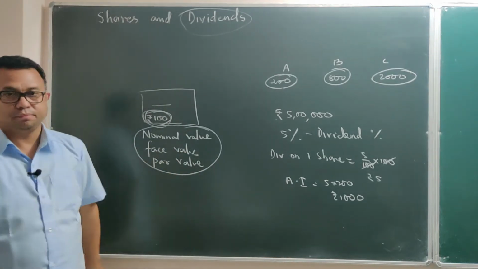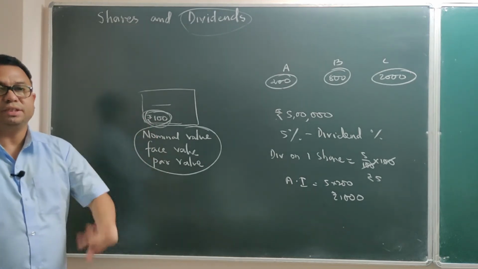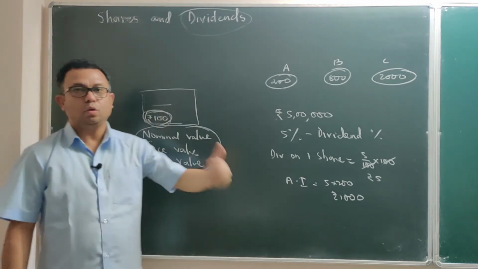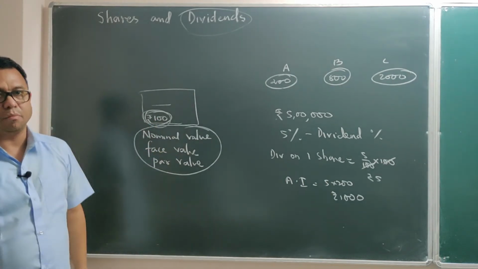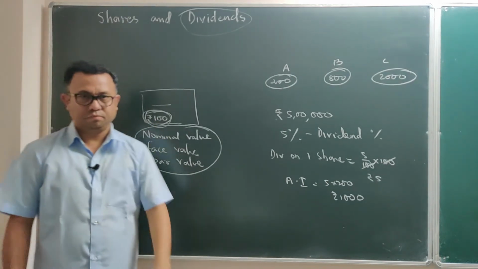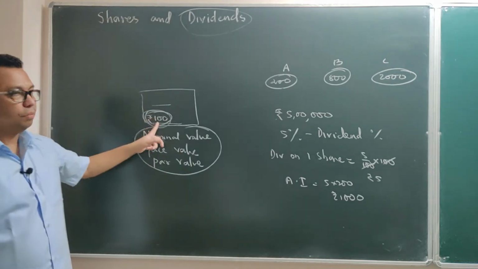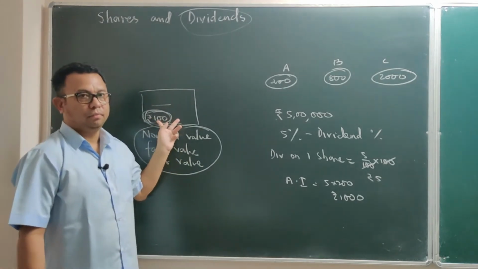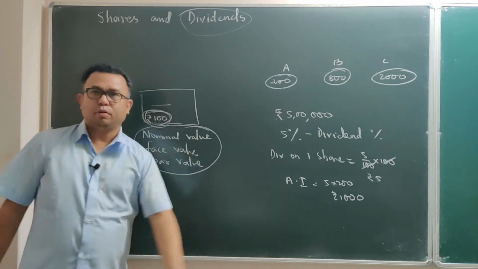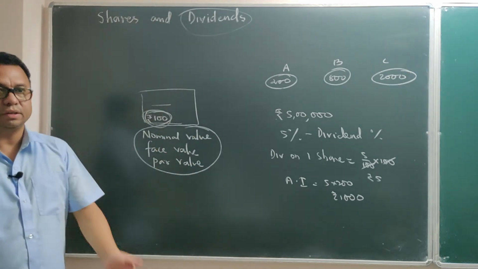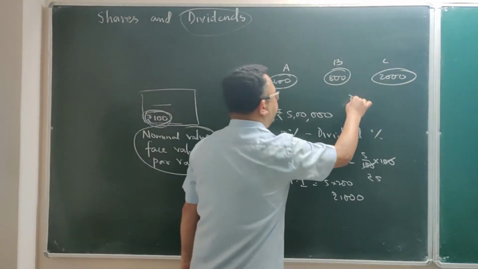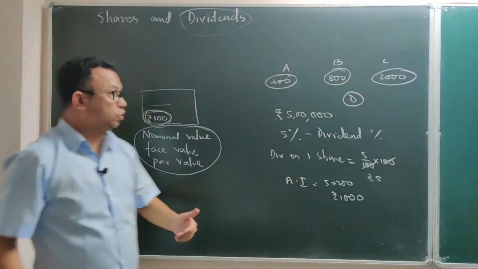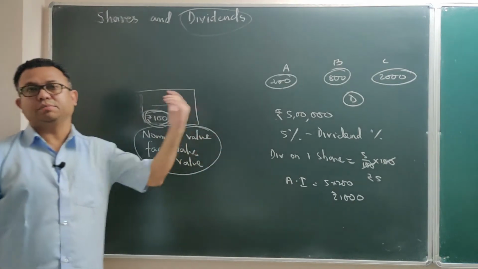Alright, the first thing is, nominal value will never change. Even after 1 year or 2 years or 5 years or 20 years, the nominal value of the share will remain the same as long as the company is functioning, as long as the company exists. But maybe after 4 or 5 years of functioning, a person D wants to buy shares of this company.